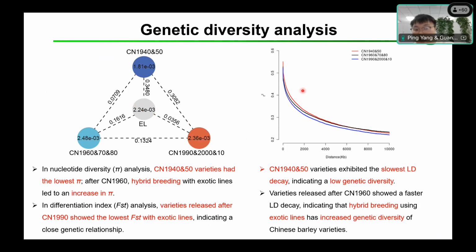From LD decay, the C1940 and 50 varieties exhibited the lowest LD decay, indicating a low genetic diversity in this group. And the varieties released after 1960 showed a faster LD decay, indicating that hybrid breeding using exotic lines has increased the genetic diversity of Chinese barley varieties.